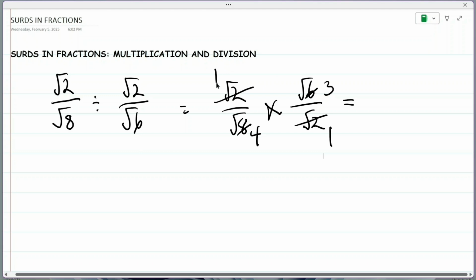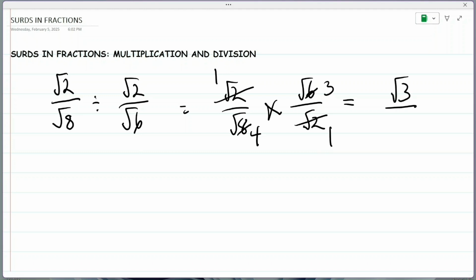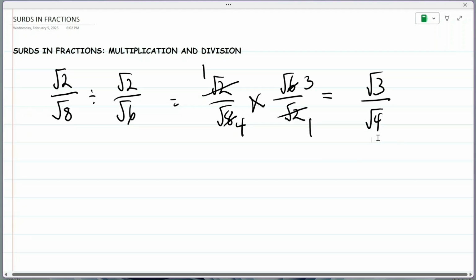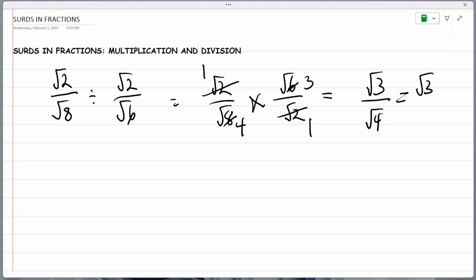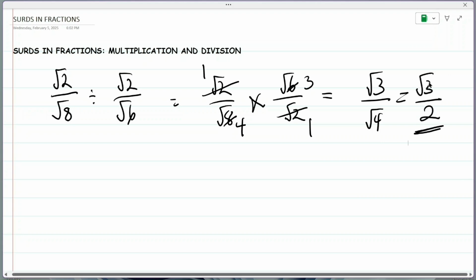So you have 1 times root 3, that's still root 3, over root 4 times 1. That's still root 4. 4 is a perfect square and the square root of 4 is 2. So we have root 3 over the square root of 4, which is 2. Our final answer is root 3 over 2.